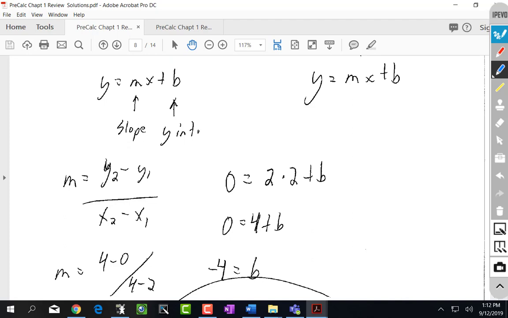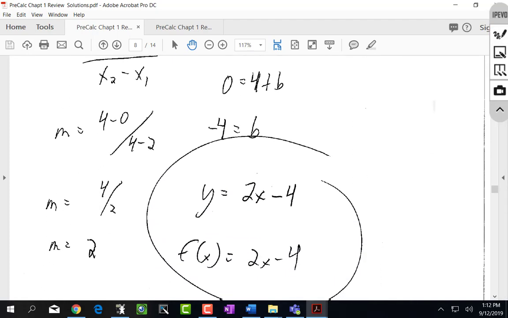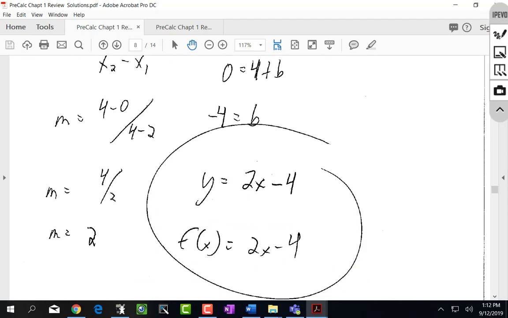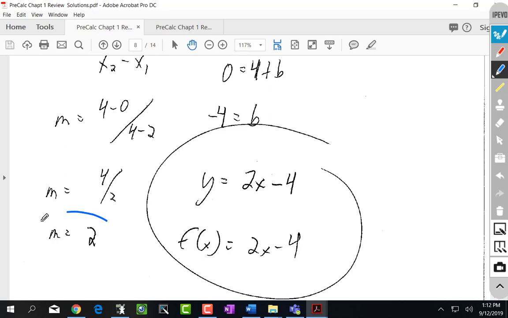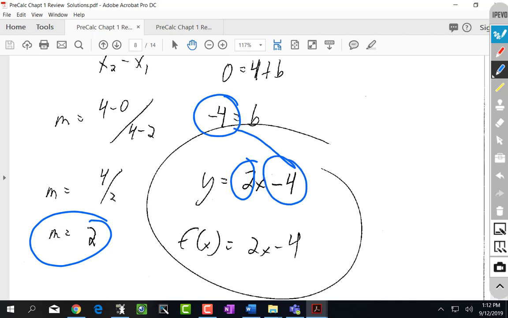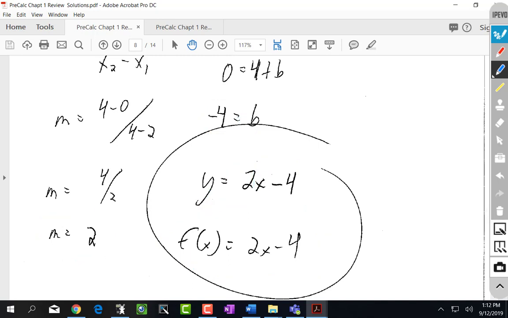So now I have my two pieces of information that I need to use my y equals mx plus b form. So here's my slope. I substitute that in place of m. Here's my y-intercept, which is -4. And now I change my y to f of x. And there's my answer. F of x equals 2x minus 4.